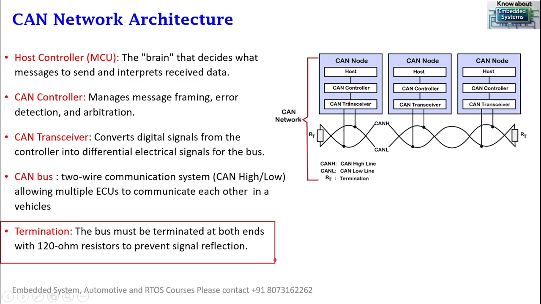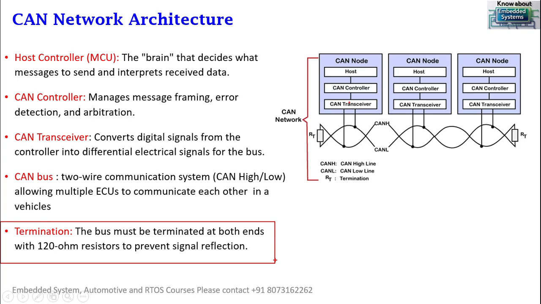Termination resistance is used to prevent signal reflection. Since we are using a twisted pair of wires, sometimes the same signals may reflect back to the origin. To avoid that, we use termination resistance to avoid signal reflection.